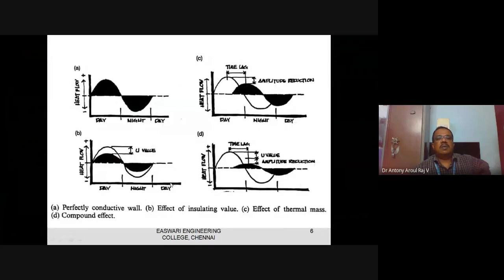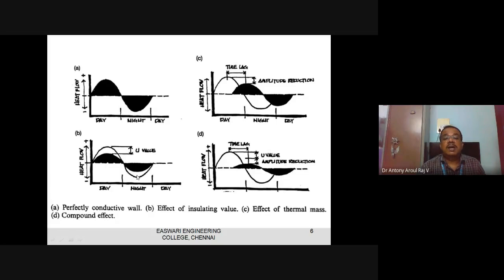So here you can see what insulation does. Insulation just reduces the peak. It will not shift it. For example, if glass wool insulation is there, or some other insulation like polyurethane foam, or some other underdeck insulation of polyurethane foam, thermocol material, all these things will reduce the peak only. So here you can see it is reducing the peak only.